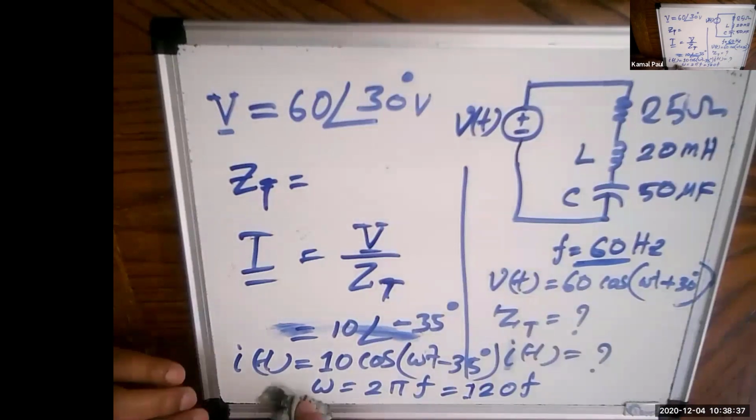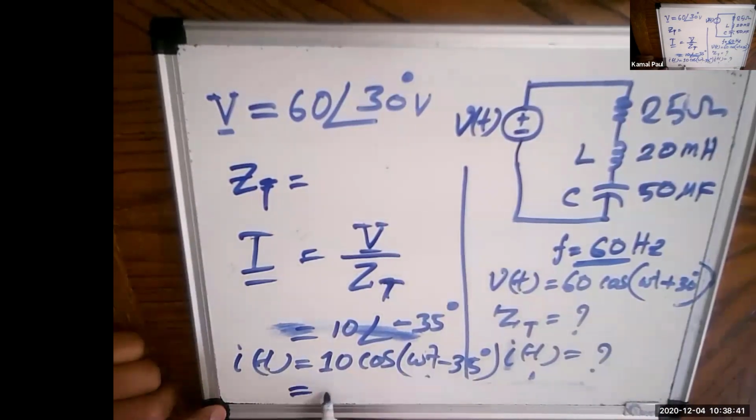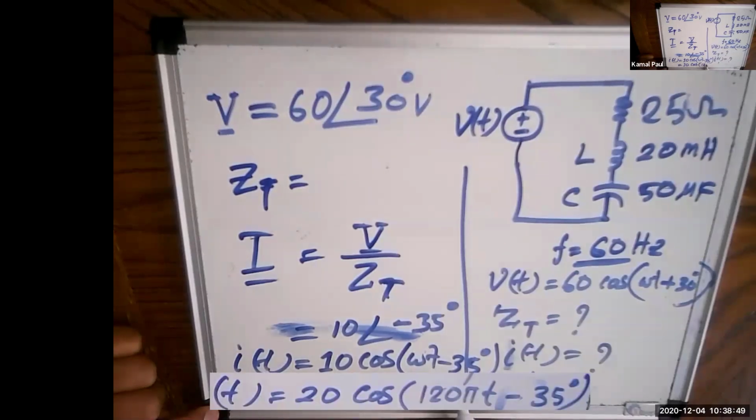If we want to express this in terms of some other real value, then you have to express it. So don't forget to do this. If the frequency is given, then you have to write down 120 pi t minus 35 degree. And what is the unit here? Ampere.